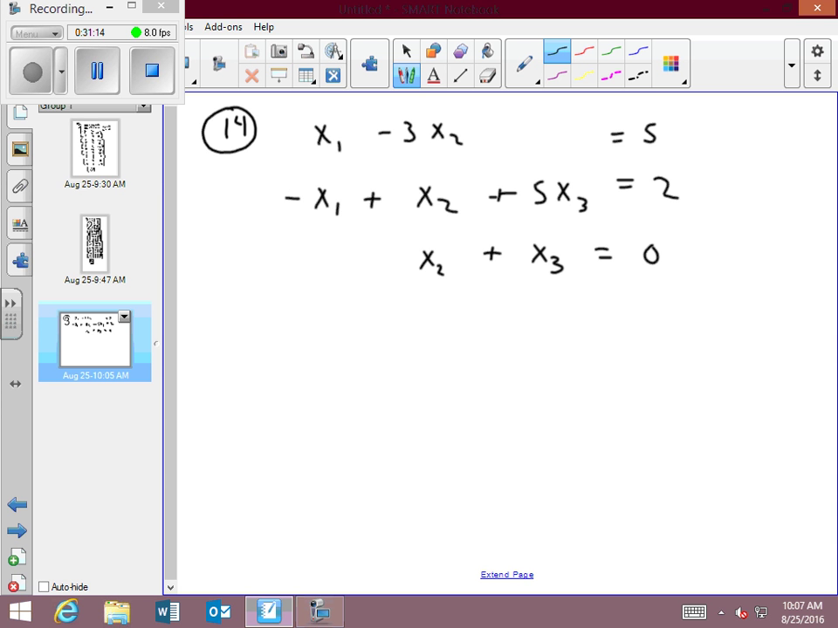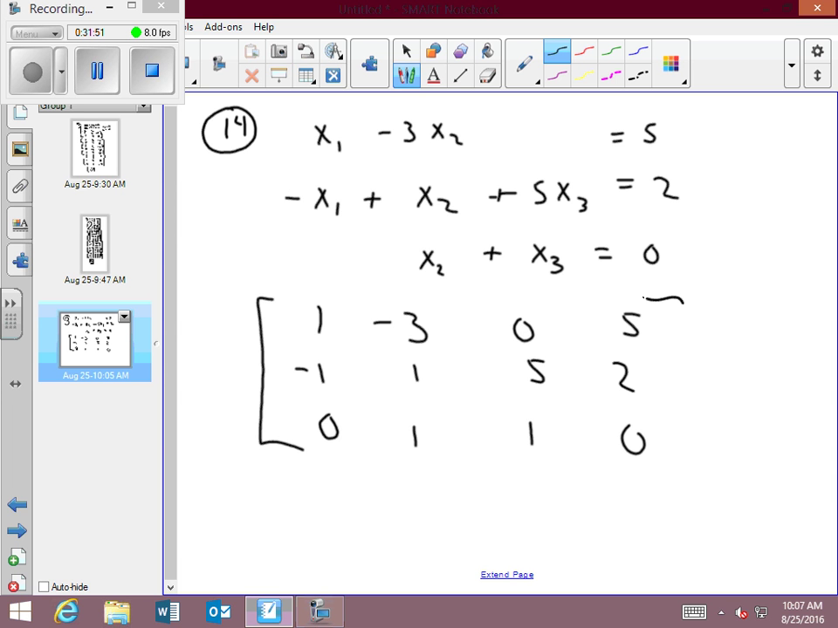My suggestion is, if you're trying to set it up in a matrix, line up all your x1s, x2s, and x3s and leave blanks for the other ones. Otherwise, you're apt to get a matrix in a follow-up. So the matrix we're going to make is going to be 1, minus 3, and for this position a 0, and then to augment it, a 5. Then a minus 1, 1, 5, and 2. And then a 0, 1, 1, and a 0. Okay, any questions? That's the augmented matrix.